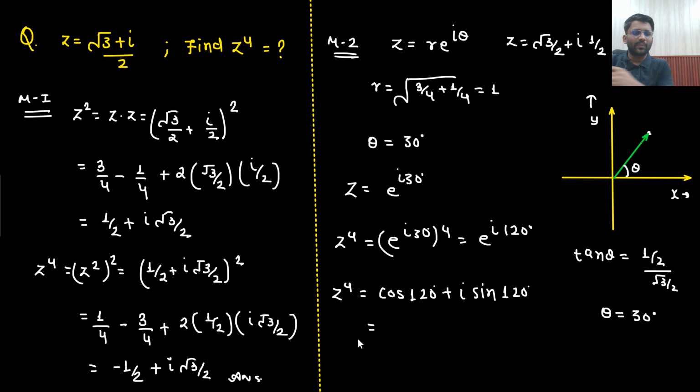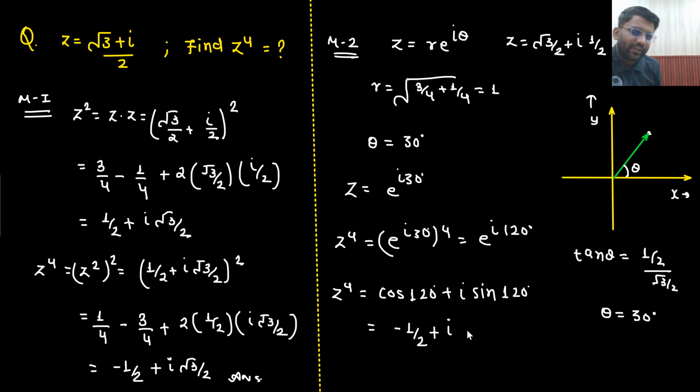You can directly use the calculator, or you can think, cos 120 would be cos 90 plus 30. That means it would be equal to sine 30, and in the second quadrant, cos would be negative only. So the answer is sine 30. What is sine 30? Sine 30 is 1 by 2. So the answer will be minus 1 by 2.